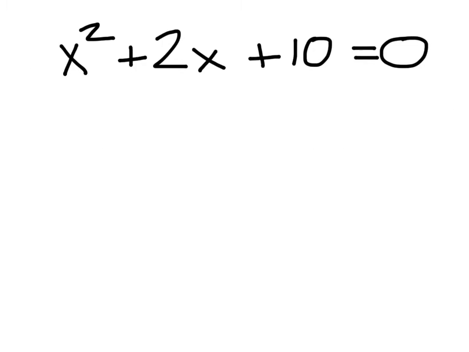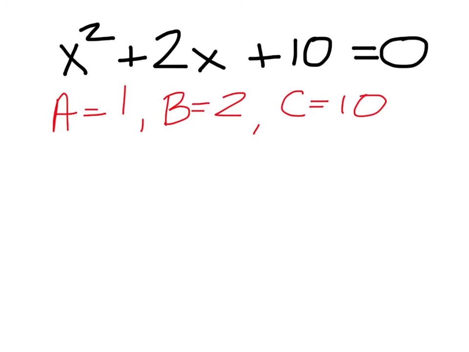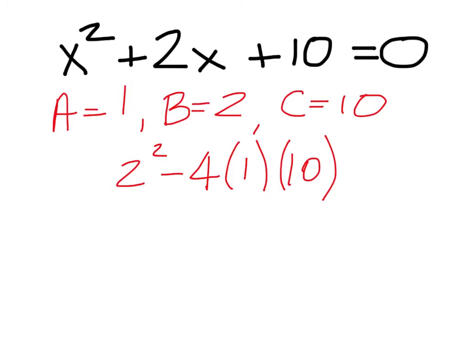Example 2. x squared plus 2x plus 10. You tell me, what is a? a is 1. What's b? And c? Alright. We have to find the discriminant. Can you tell me the formula for the discriminant? 2 squared minus 4 times a, which is 1, and then times c, which is 10. Yeah. b squared minus 4ac. That's the discriminant.